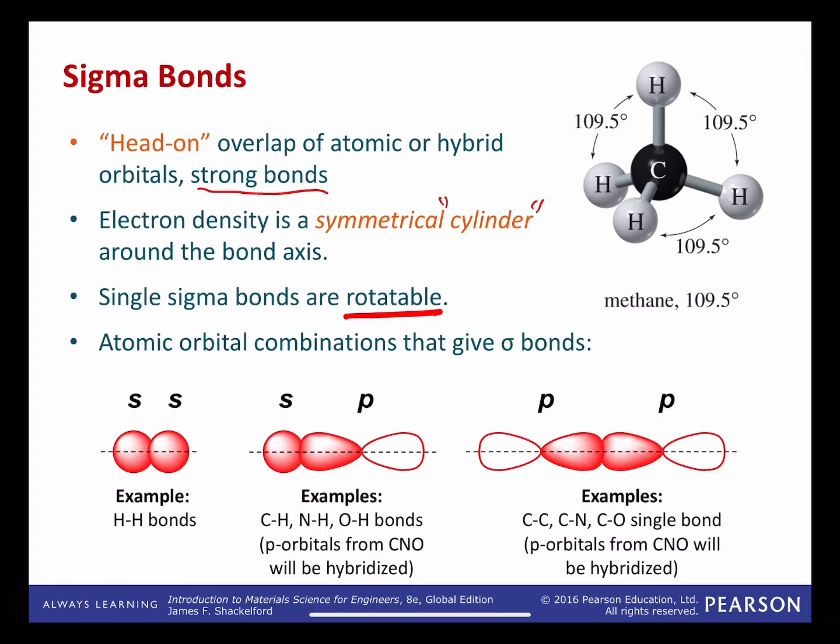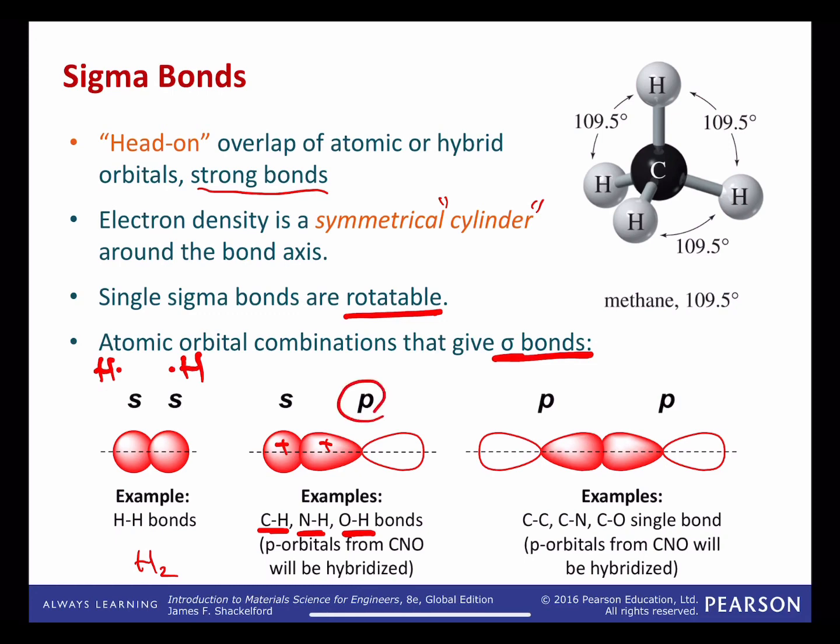Okay, so we've seen here that hybrid orbitals can give us sigma bonds, and of course atomic orbitals can do the same as well. So in the case of a hydrogen dot coming together with a hydrogen dot to make the H2 molecule, we saw two s orbitals coming together. You could also imagine a p orbital having positive constructive interference with an s orbital to give us a bond as well. So you would see that in forming C-H, N-H and O-H bonds.